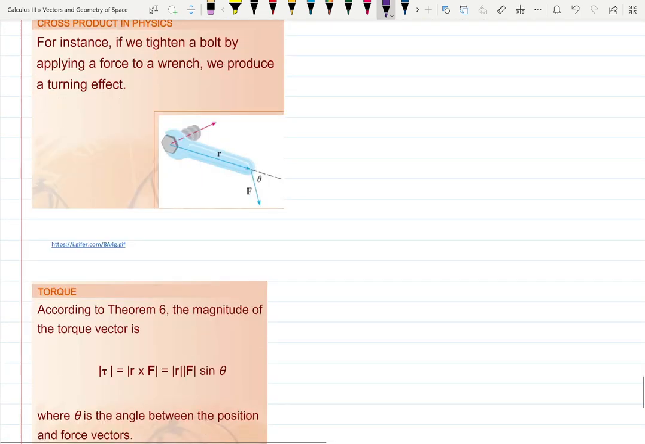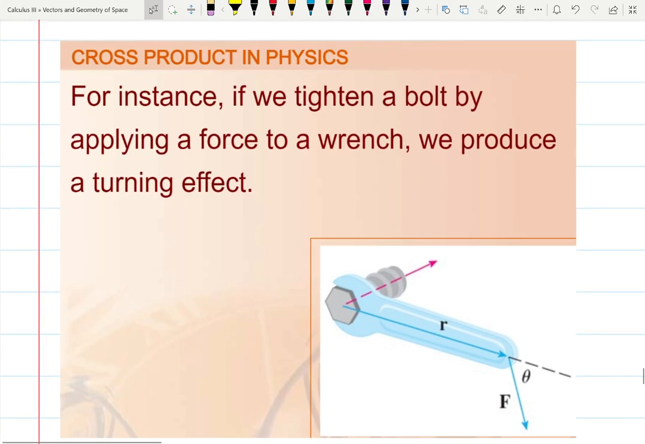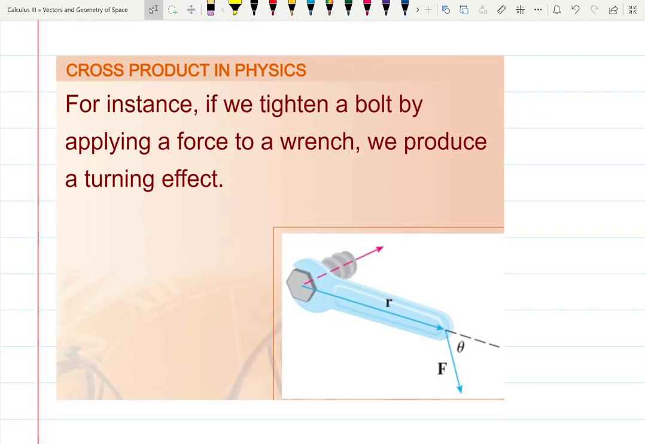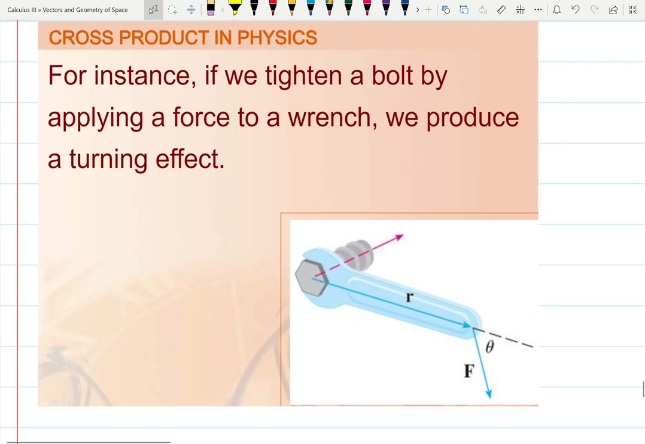And finally, physics and engineering people in the class should be happy to see this. Cross product in physics. Look at that. So you know when you tighten a bolt by applying a force to a wrench, we produce a turning effect. That is pretty cool. So even I find it interesting. Okay. This is a wrench, it spins, right? So you want to spin it.